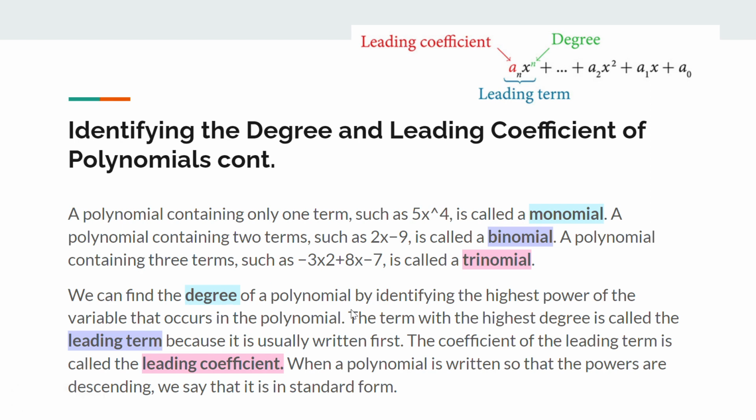The term with the highest degree is called the leading term, because it's usually written first. The coefficient of the leading term is called the leading coefficient. When a polynomial is written so that the powers are descending, we say that it's in standard form. So you can look at here. Here's the leading coefficient, where the degree is the highest degree. And here's the leading term. The whole thing is called the leading term.